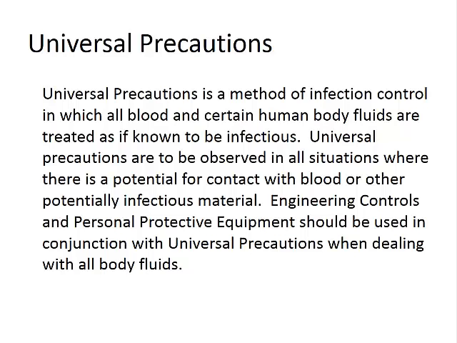Universal precautions. Universal precautions is a method of infection control in which all blood and certain human body fluids are treated as if known to be infectious. Universal precautions are to be observed in all situations where there is a potential for contact with blood or other potentially infectious materials. Engineering controls and personal protective equipment should be used in conjunction with universal precautions when dealing with all body fluids.